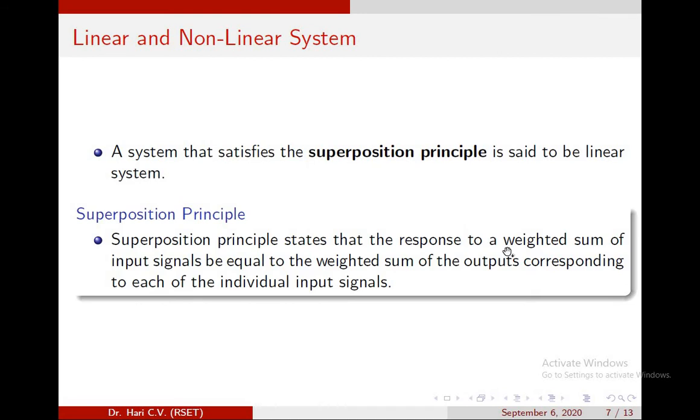The next classification is linear and non-linear system. A system that satisfies the superposition principle is said to be linear system. The superposition principle states that the response to a weighted sum of input signals be equal to the weighted sum of the outputs corresponding to each of the individual input signals.